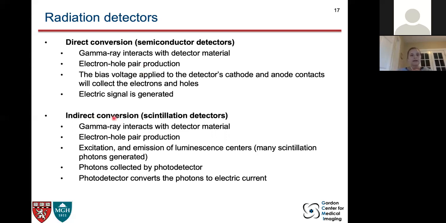And then the second type, which is the scintillation detectors, we have indirect conversion. So we have the same thing. Gamma ray interacts with the detector material. We get electron hole pair production. And from this, we get excitation and emission of luminescence centers, which means that we will have a large number of scintillation photons that are generated. So instead of collecting these electron hole pairs, we will collect the optical photons that are generated as a response to this. So a scintillator is coupled to a photodetector that will measure these optical photons and convert the signal from an optical signal to an electrical signal that we can better analyze.